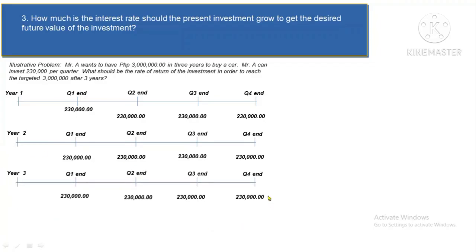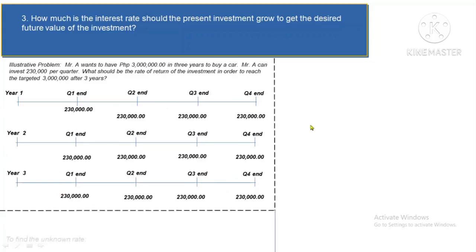However, at the end of the third year, we should be having 3 million. We are expecting to have 3 million as the value of the investment. So aside from this pattern, we are going to use this timeline analysis to check our answer later. The important question is, how do we get the missing rate? To get the missing rate, we need to do two things. The first one is the trial and error, and the second one is the interpolation.